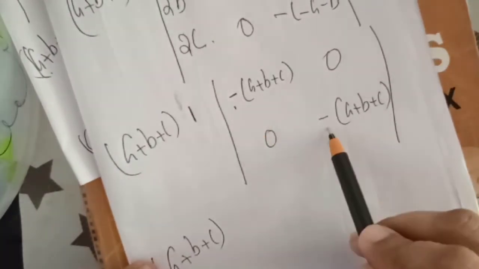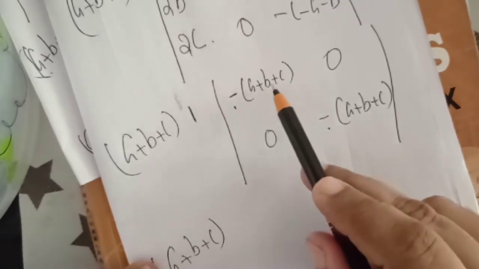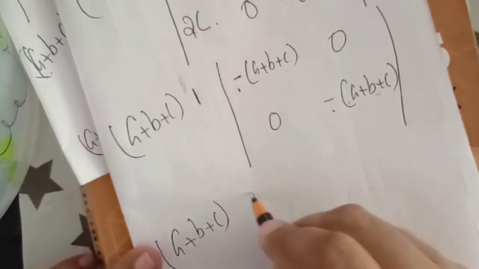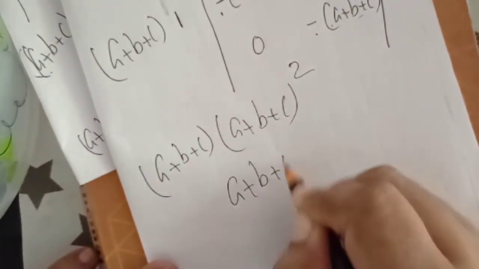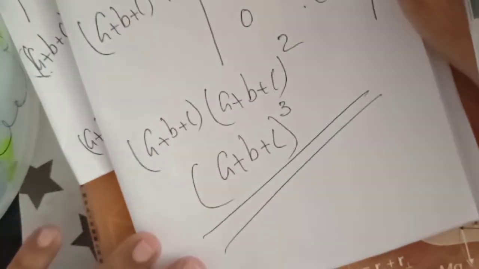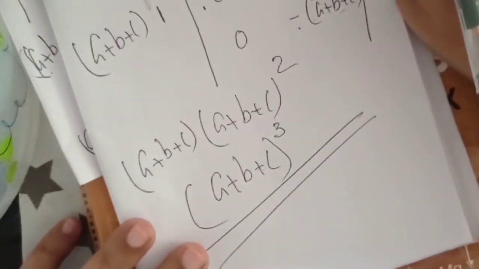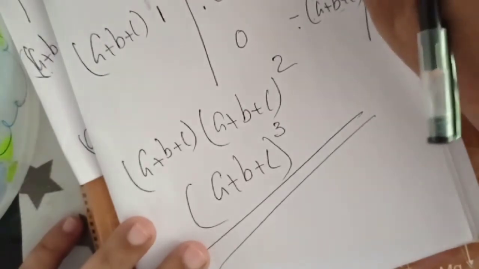A plus B plus C into minus, plus, A plus B plus C into A plus B plus C is A plus B plus C the whole square. Then what is the answer? A plus B plus C the whole cube. A plus B plus C the whole cube. Okay.